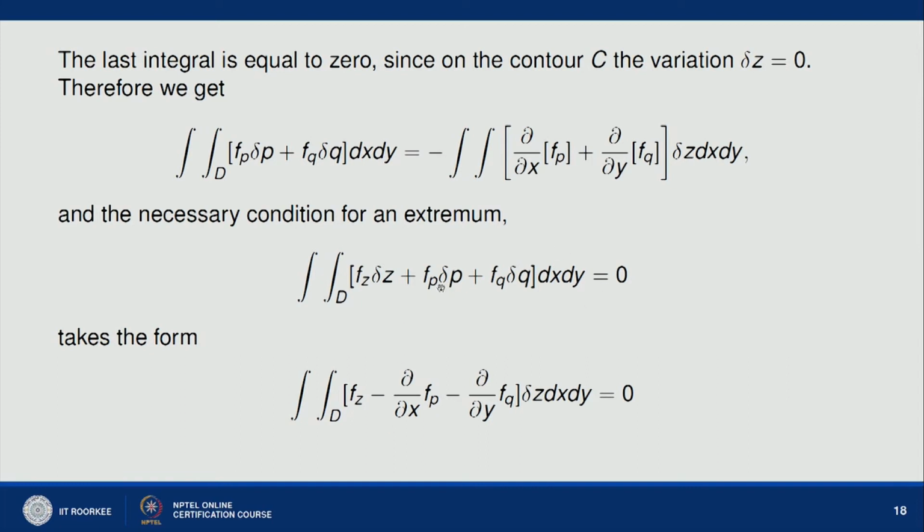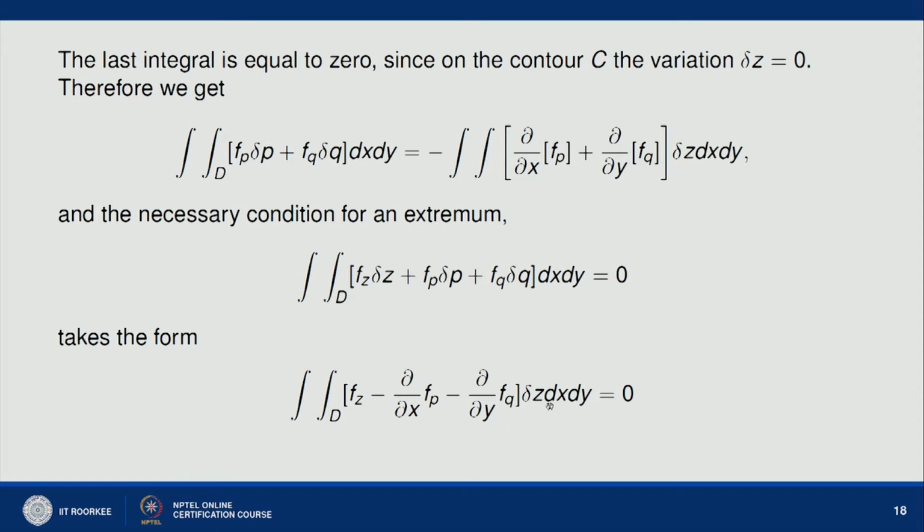So here, for Fp delta p, we are utilizing this equality. Using this equality, you can write that the second and third terms can be replaced by this. So you can say that the double integral of Fz minus del by del x of Fp minus del by del y of Fq, times delta z dx dy is equal to 0. Since we have assumed that F is thrice differentiable, or you can say the second derivative of F is continuous, this is a continuous function.